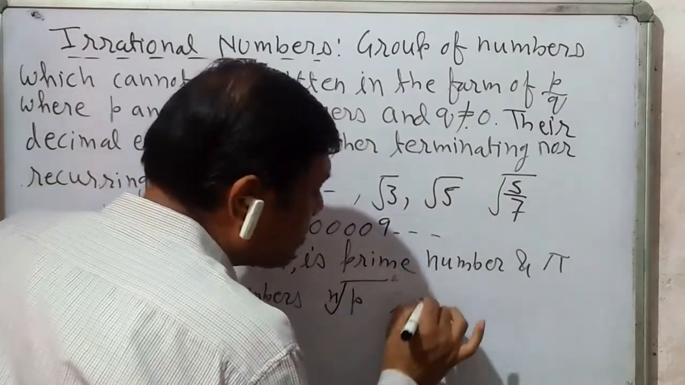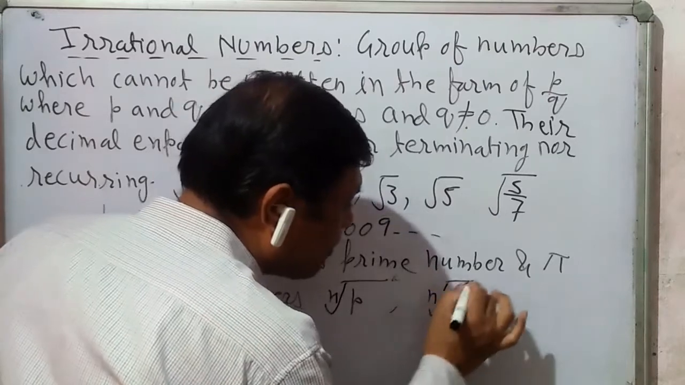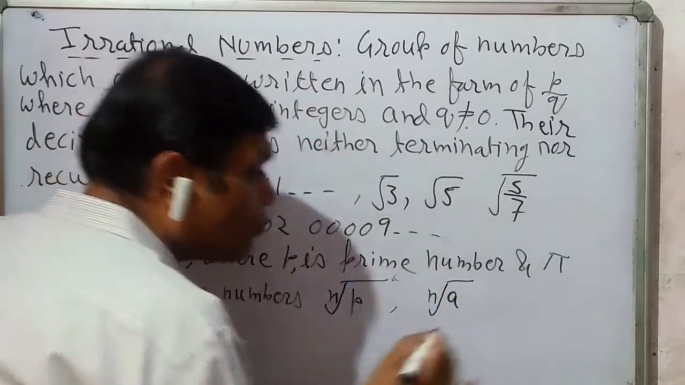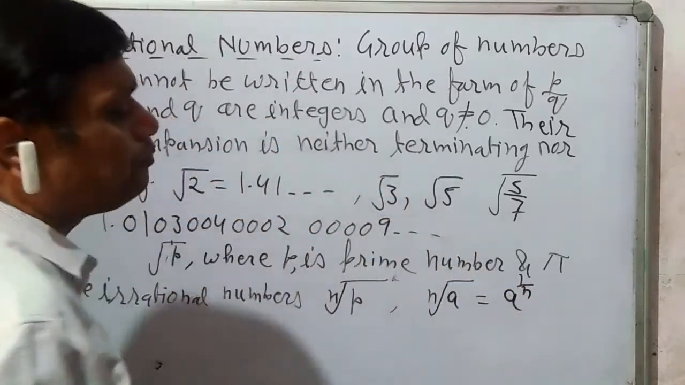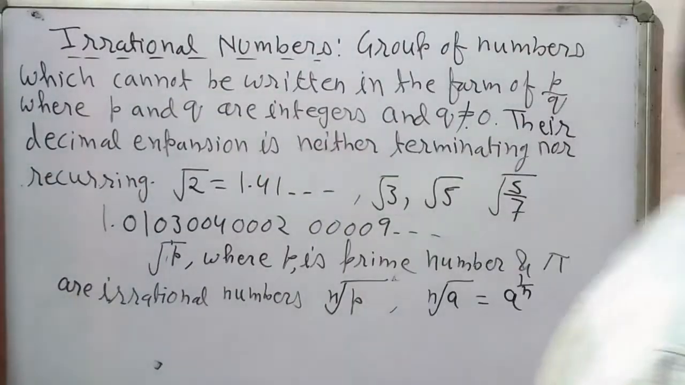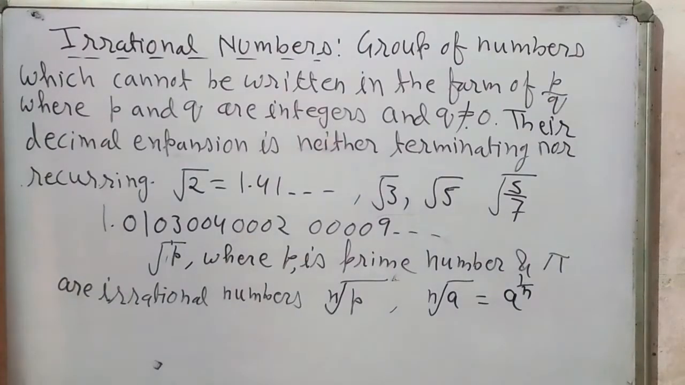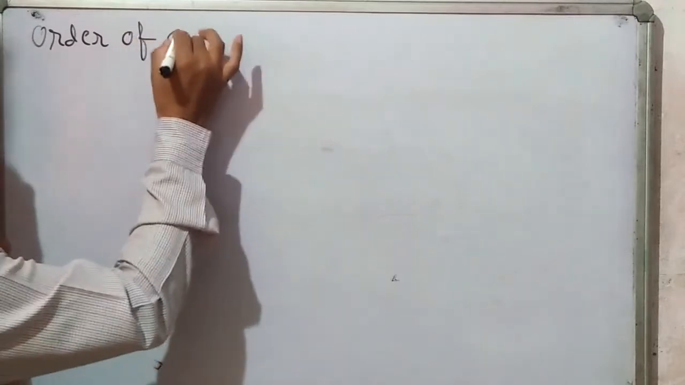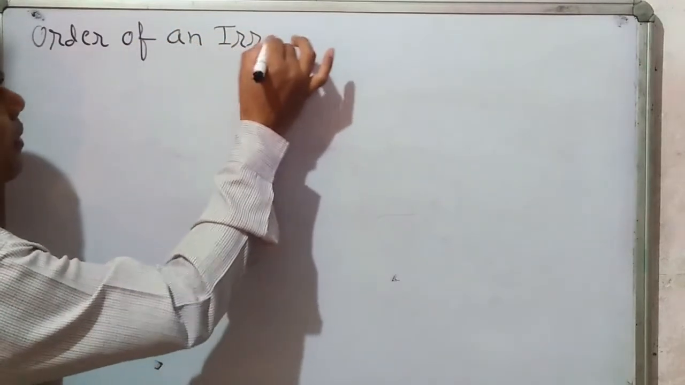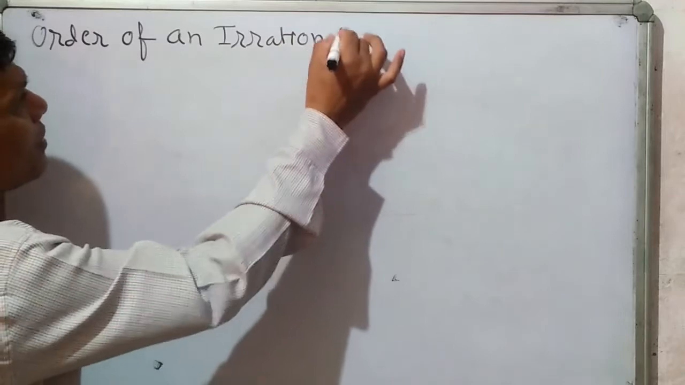Or in other words, we can say nth root of a number a, which is equivalent to a raised to the power 1 by n, is also a kind of irrational number. Right? We have to understand what is the order of an irrational number.